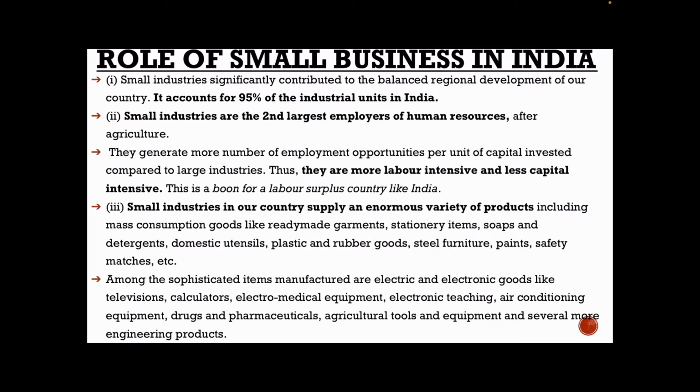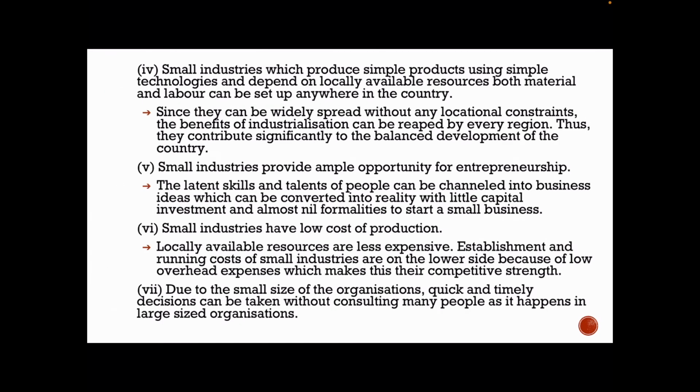They have a variety of products that goes from almost everything, to the things we wear, to the stationery, to the soaps, detergents, to domestic utensils, plastics, the furniture, the light matches, and even medical equipment, electronic medical equipment, electronic teaching, air conditioners, drugs and pharmaceuticals, televisions, computers. Almost everything that we see from our day-to-day lives can be made by small businesses, are being made by small business in India. Now, small industries which produce simple products using simple technologies and depend on locally available resources, both material and labor, can be set up anywhere in the country.